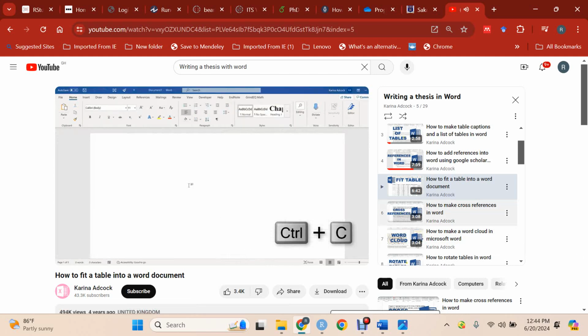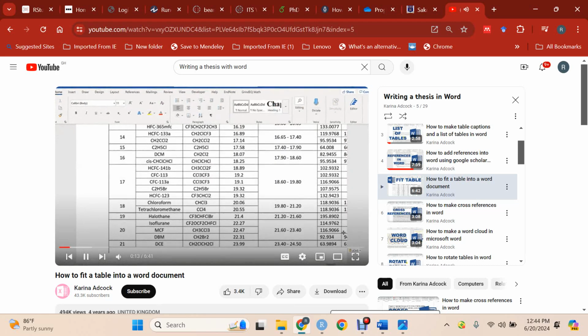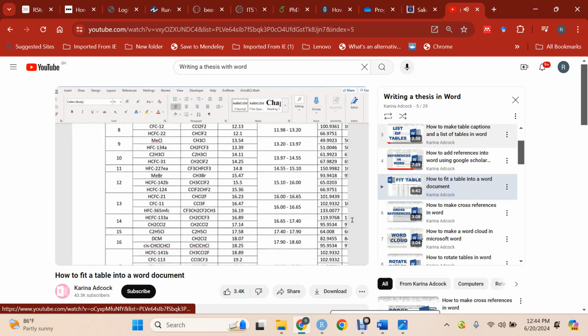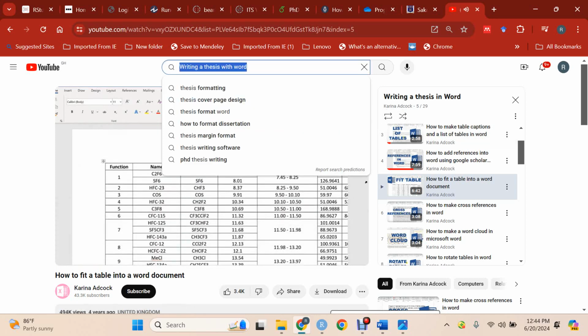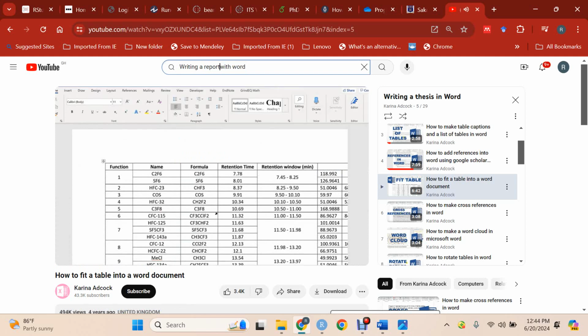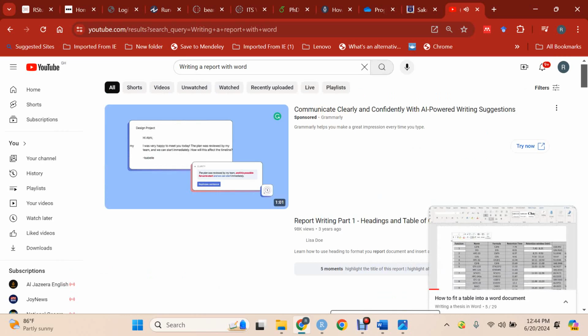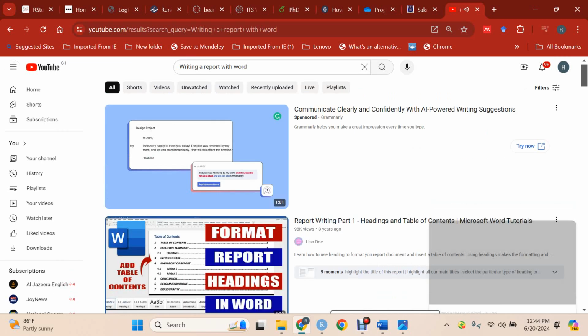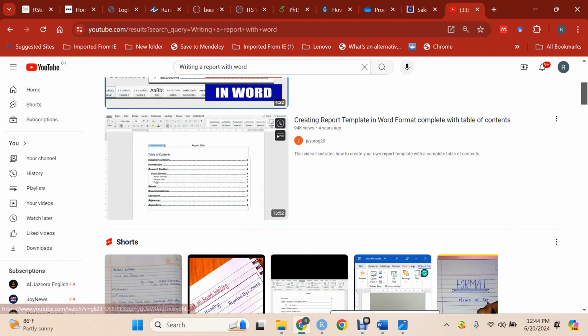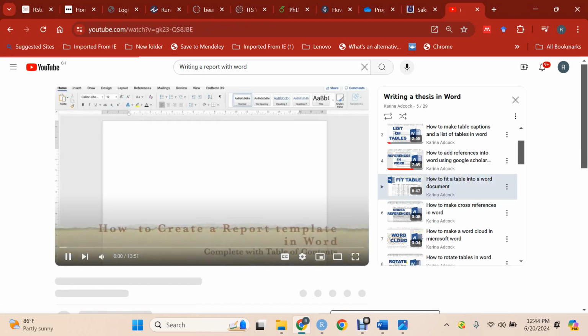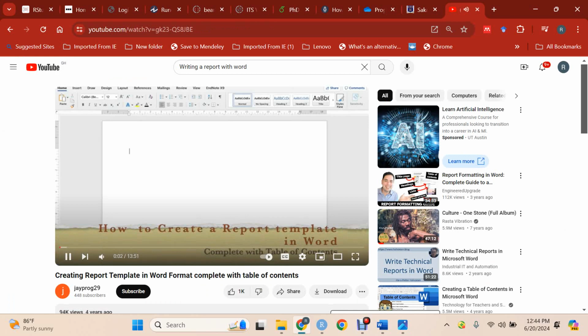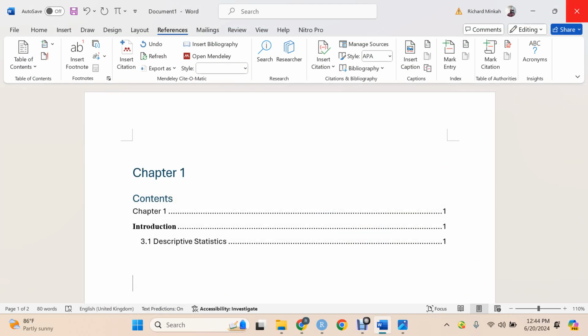Okay, so please, let's be proactive in some of these things. Okay. Can I move on? Okay, just maybe search thesis or report. Maybe how to write a report with Word. You can search for that as well. Okay. You will get it. So what we did, creating a report template in Word document with table of contents. It's not that difficult at all. Okay. Any question? Can I move on? Good. Okay.